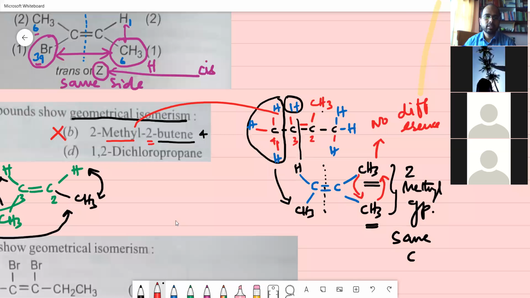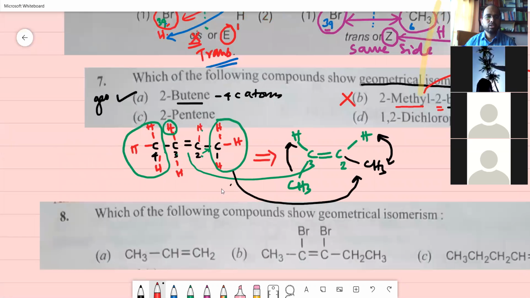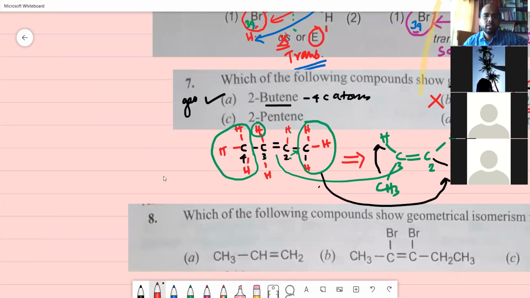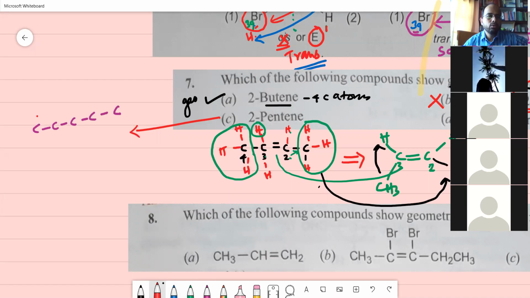So let us go to the third example there. It is 2-pentene. Pentene means you have to put 5 carbon atoms. I'll draw 5 carbon atoms: 1, 2, 3, 4, and 5. I'll number it from the right side: 1, 2, 3, 4, and 5. The second atom is in the double bond there.